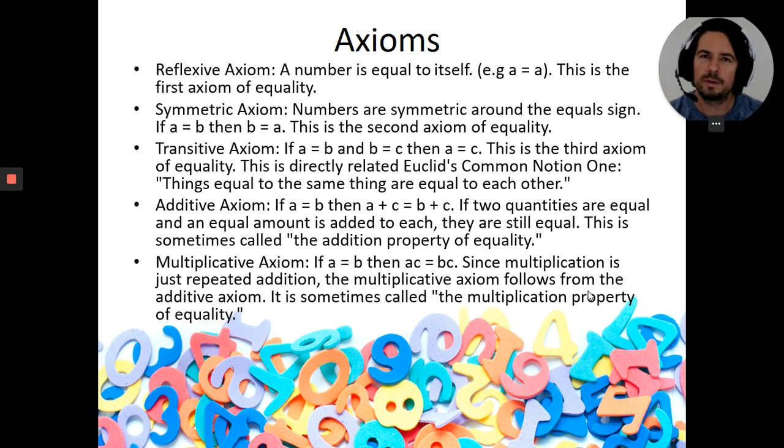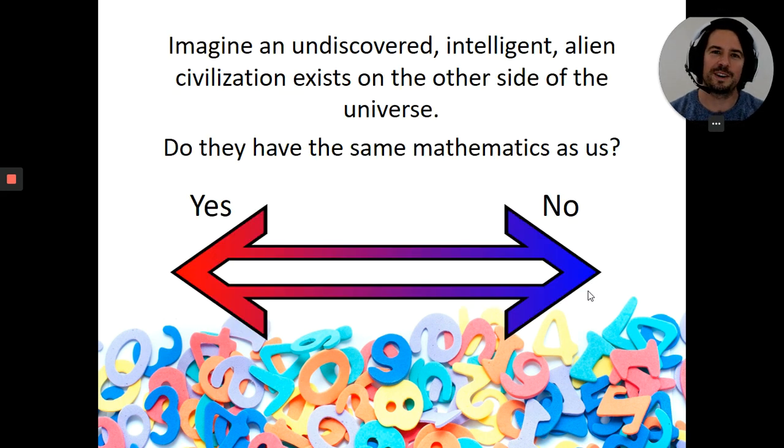And if we are thinking about this civilization on the other side of the universe, who's to say that their rules would be the same as ours? Maybe the rules that we're using are incorrect. So, final time. Decide. Would the aliens have the same mathematics as us?